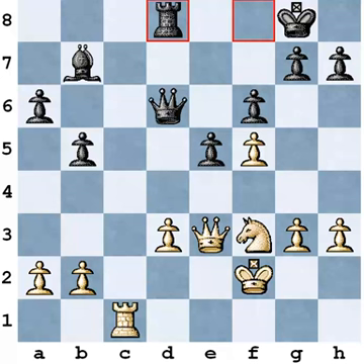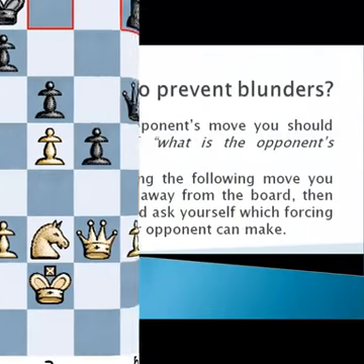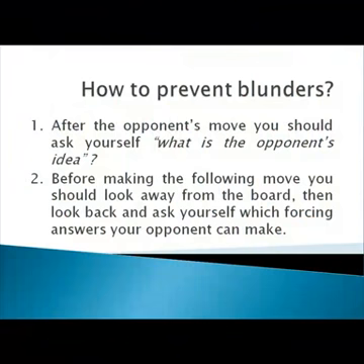Let's make some conclusions. We have discussed two main things which you need to do to prevent blunders. First, after the opponent's move, you should ask yourself what the opponent's idea is and what he is going to do on the next move. The second, before making the following move on the board, you should look away from the board, then look back and ask yourself which forcing answers your opponent can make.